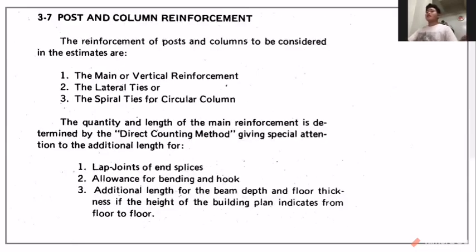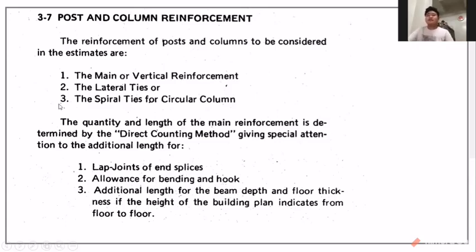Okay, post and column reinforcement. So these are the following we need to consider for the reinforcement of posts and columns, since we really need to make our buildings strong enough to handle typhoons and other problems. First is the main or vertical reinforcement, and then the lateral ties. These are actually for the column or beams, and then the spiral ties for circular columns. I think all of these are familiar to us.